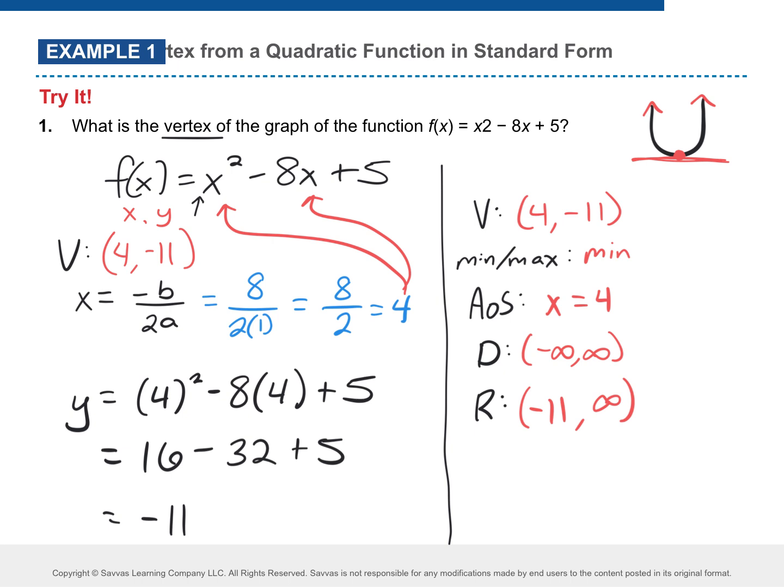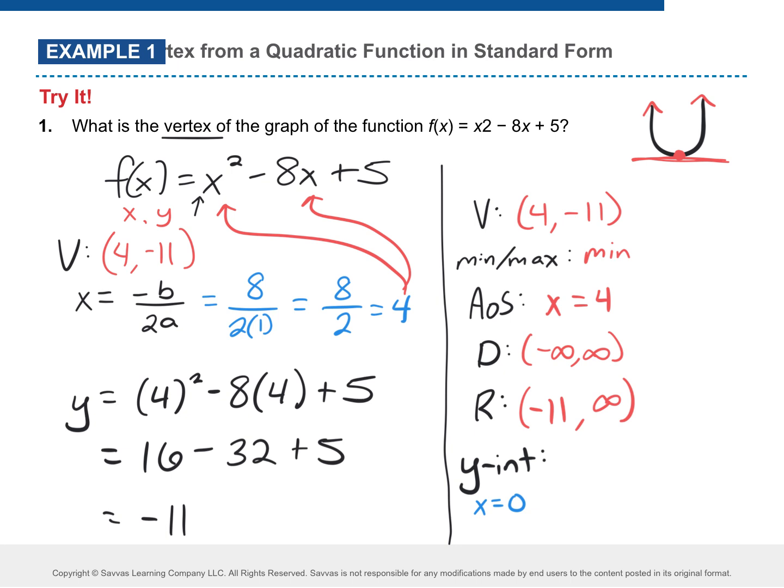One more thing I want to talk about. There's one more key feature with standard form that we can talk about. And that's the y-intercept. What does it mean to be a y-intercept? Crossing the y-axis. Okay. When we solved for y-intercepts algebraically, what were we plugging in for what? We were plugging in 0 for x, right?